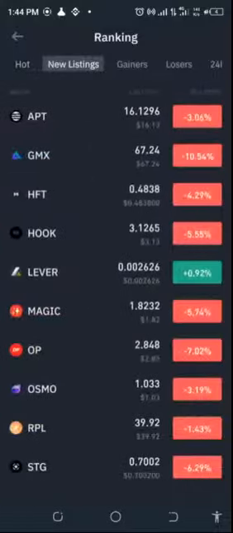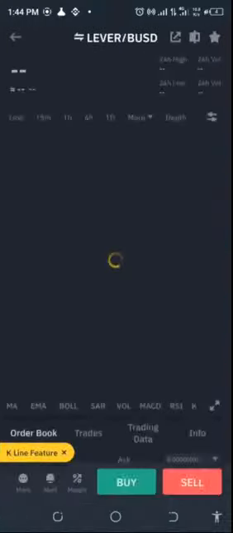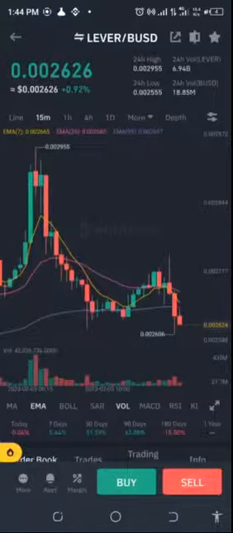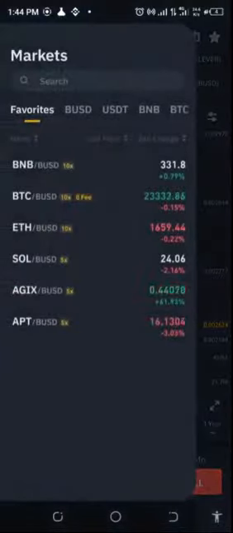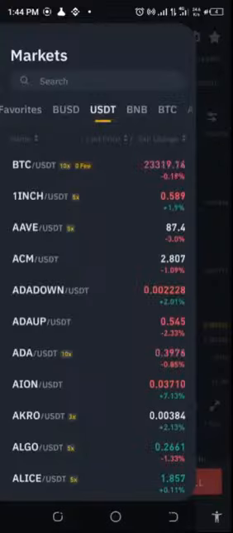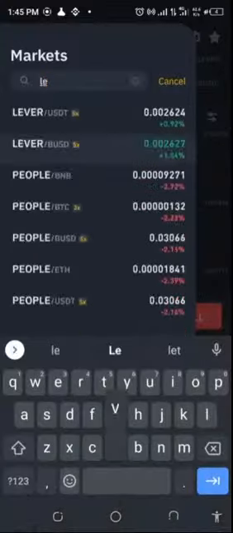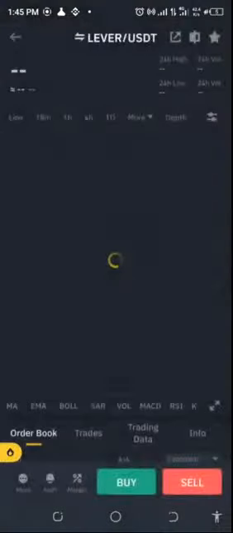There are some different pointers or parameters that we use to select a particular coin. Now, for our purpose, because we are using a very small amount of money to test, we are going to be looking for a coin that's quite cheap, not too expensive, so that we can use that to gain more profit. So I'm going to choose this one called lever. You can see it's showing lever BUSD, but I want lever USDT. So let me put lever and then go for the USDT version.